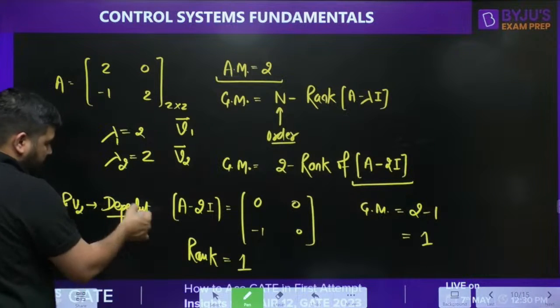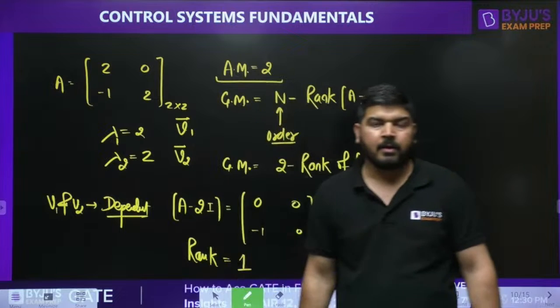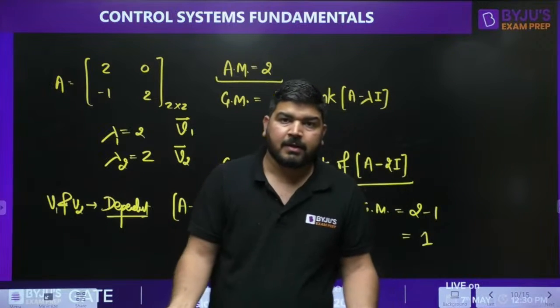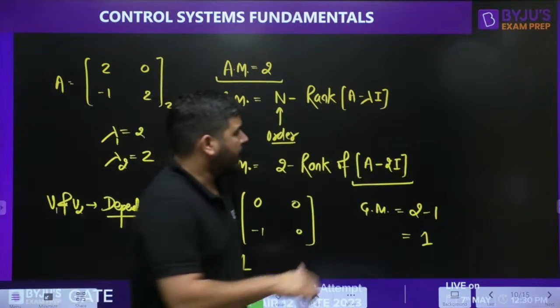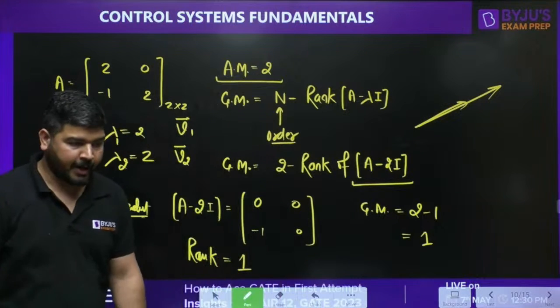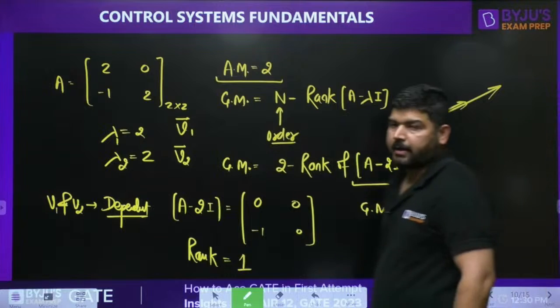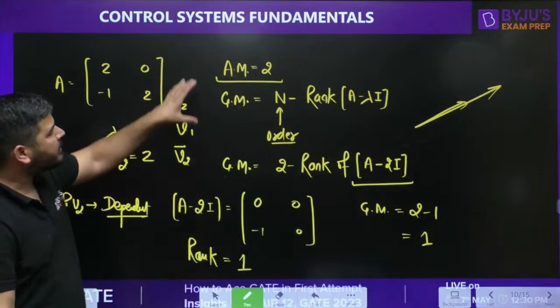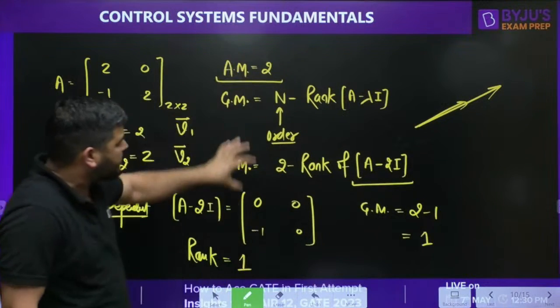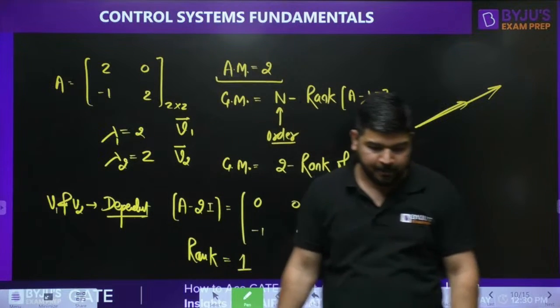What is the meaning of this? If two vectors are linearly dependent, the span cannot be 2D. The span has to be a single line. It means these two vectors are in the same direction. So they are linearly dependent vectors. I hope it is clear. This way you can check AM and GM. With the help of AM and GM, you can check whether the vectors are linearly dependent or independent.